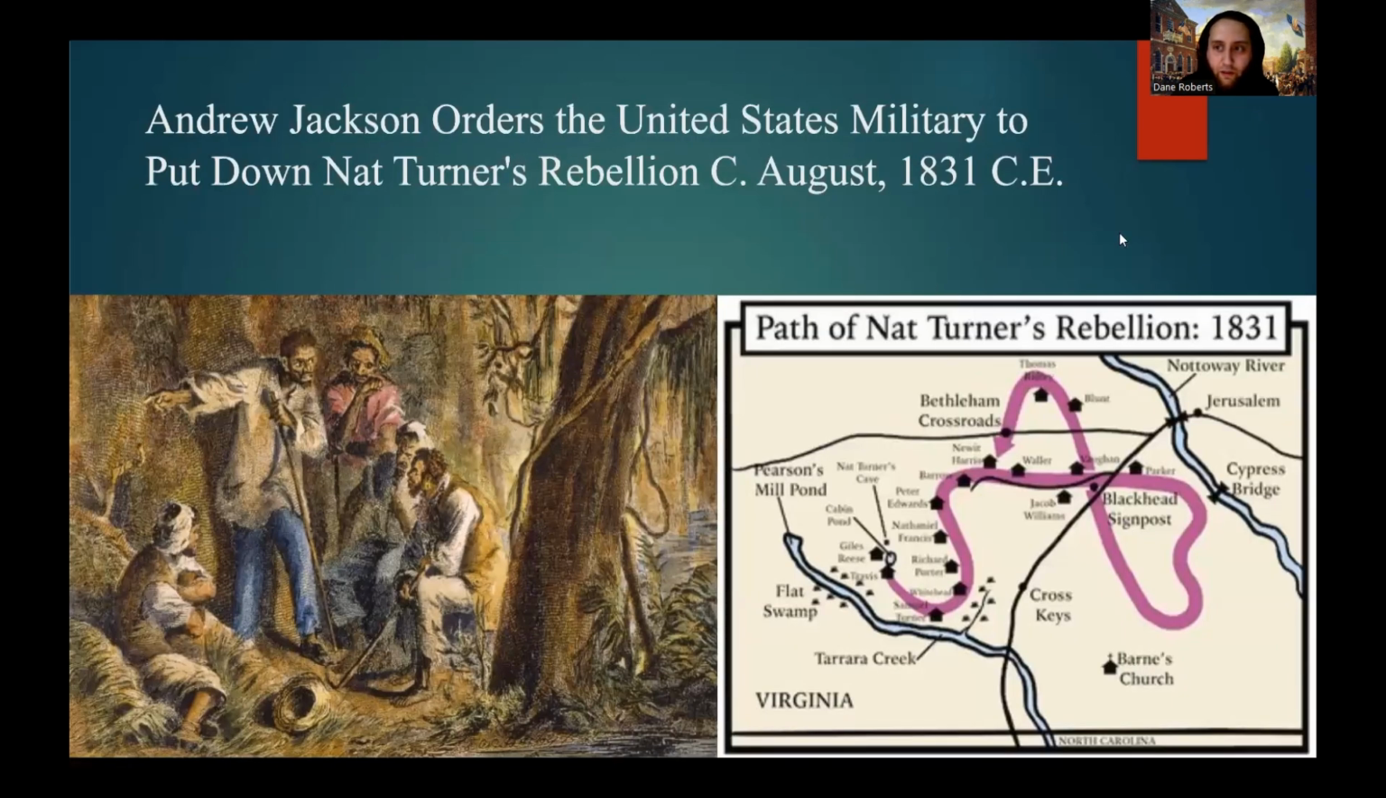And Andrew Jackson would be the president responsible for ordering the United States military to put down Nat Turner's rebellion in August of 1831 CE. I've already done an in-depth video on this that I will link in the iCard.